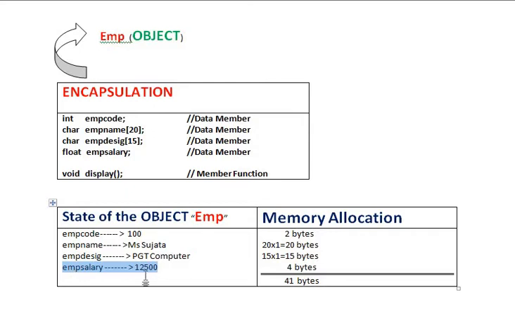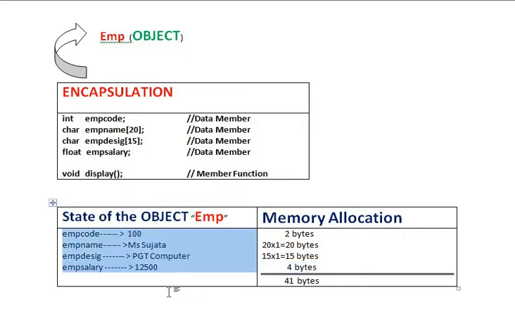Then look over here. As soon as the value 12,500 gets assigned into the data member EMP salary, 4 bytes of memory space has been reserved for EMP salary. This is because if you look at this data member EMP salary, it has been declared of type float. Now all of you know that float takes 4 bytes of memory storage. So EMP salary is going to take 4 bytes of memory storage.